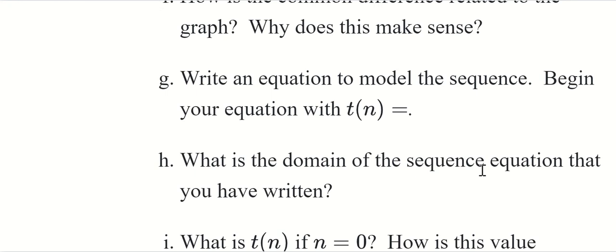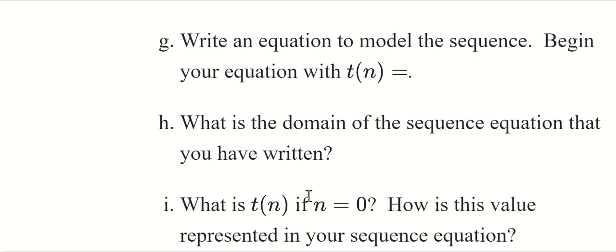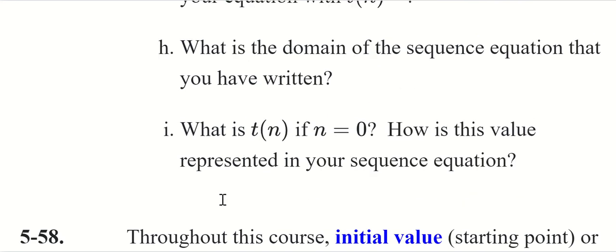What is the domain of the sequence equation that you have written? The domain, again, are the input values, in this case, the input values of n. What is t of n if n equals 0? We don't talk about the 0th term, but if n was 0, what is t of n, and how is that represented in our sequence equation?